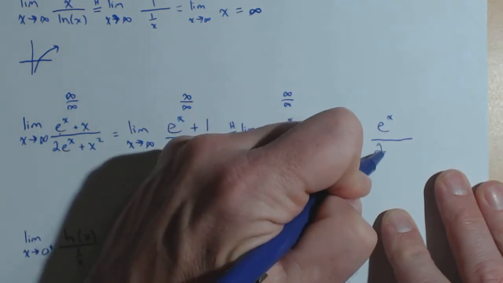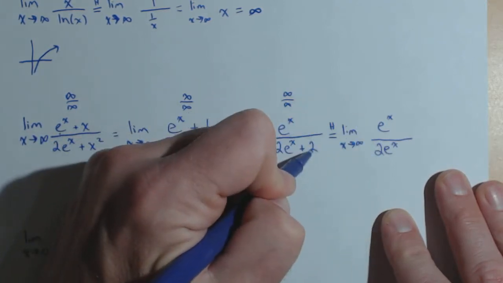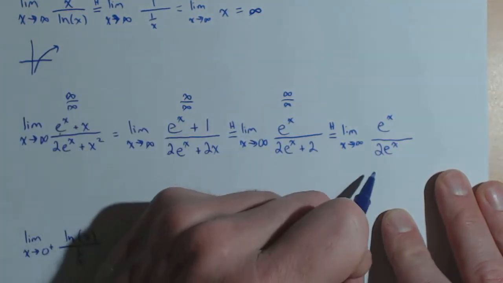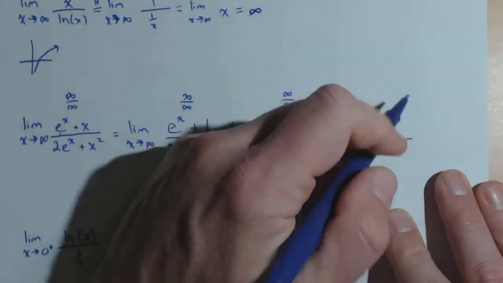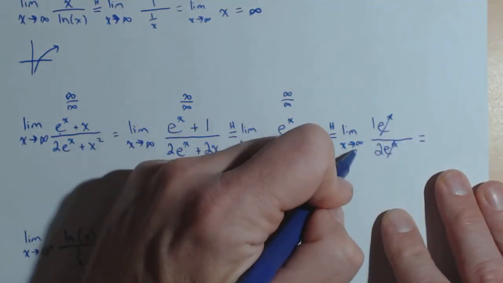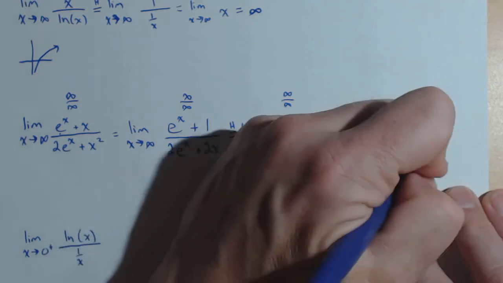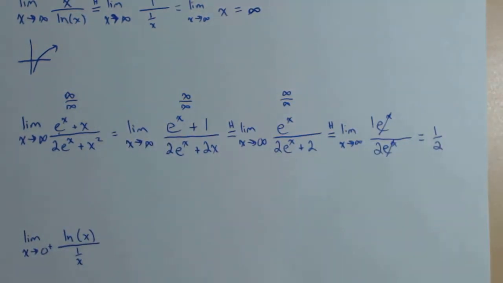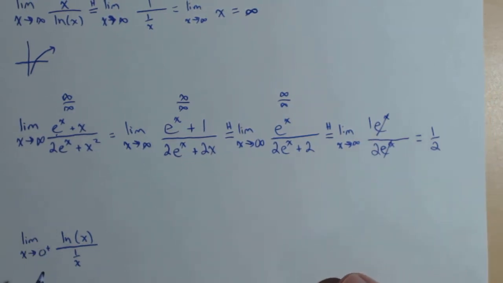Derivative of 2e to the x is 2e to the x. The 2 goes away because it's a constant by itself. Its derivative is 0. Now, we can actually cancel out those e to the x's, and we just have limit as x goes to infinity of a constant, which is itself, and our limit is 1/2. So that's a nice one in demonstrating how we have to calculate the limit several times.